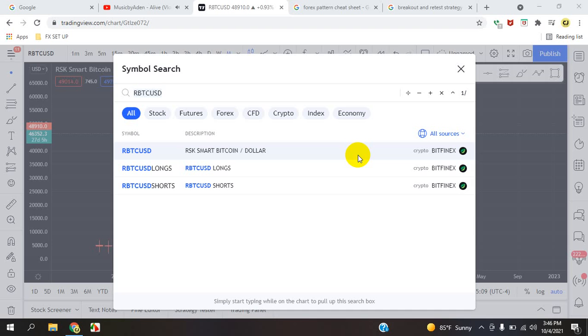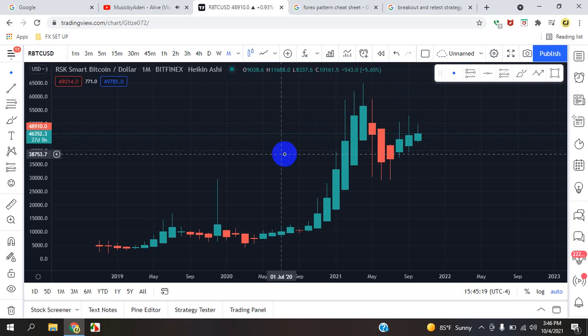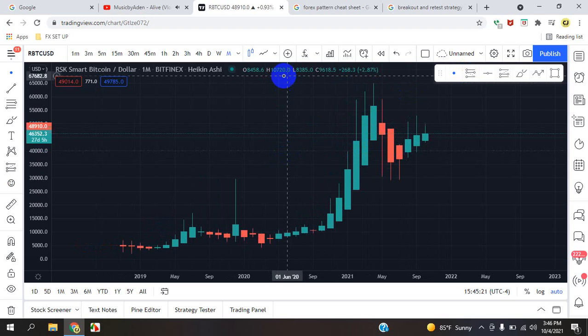Let's get down to business. Okay, guys, we are marking up BTC USD crypto. Take a look at what's going on in the market. We are on a monthly time frame, so let's mark this up.